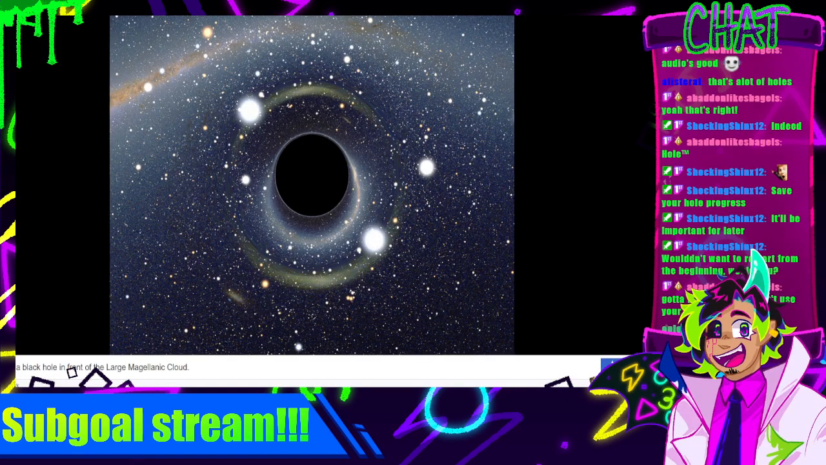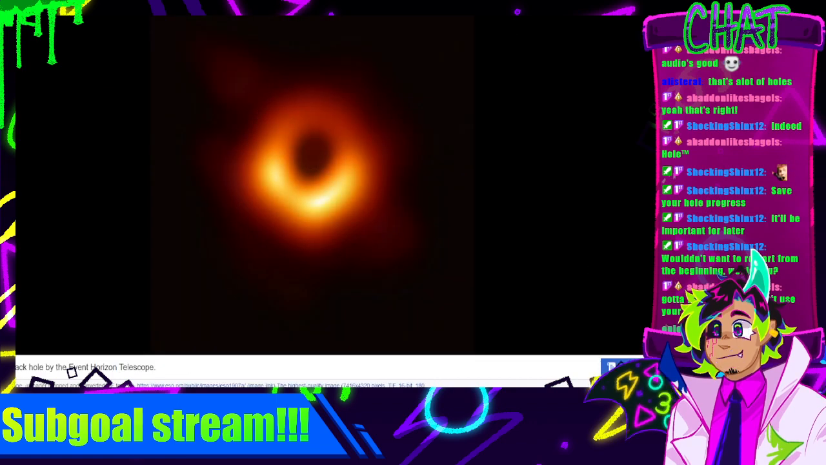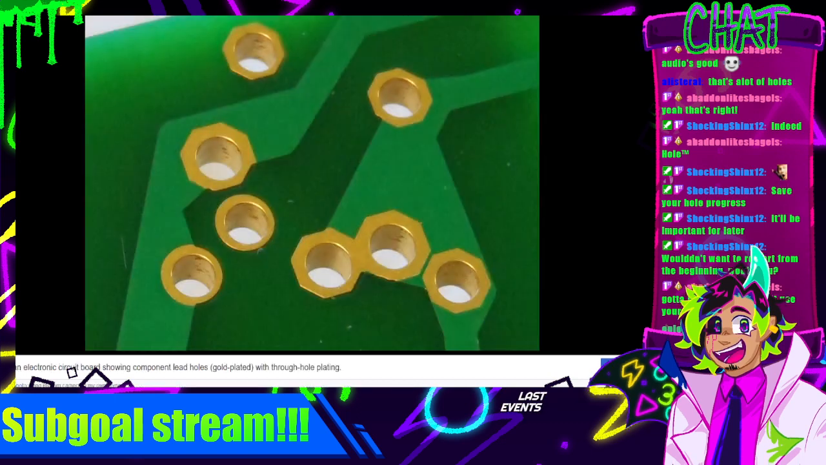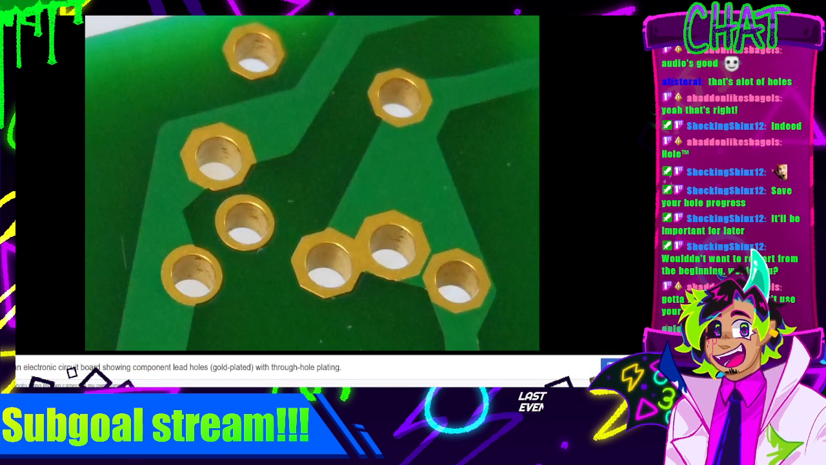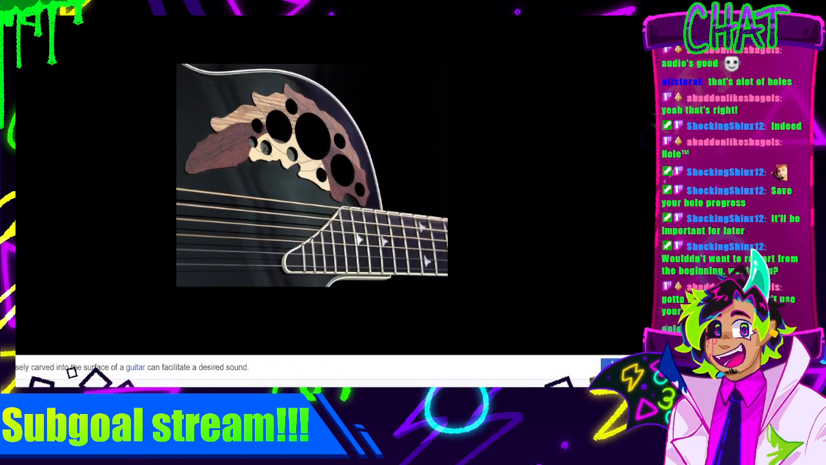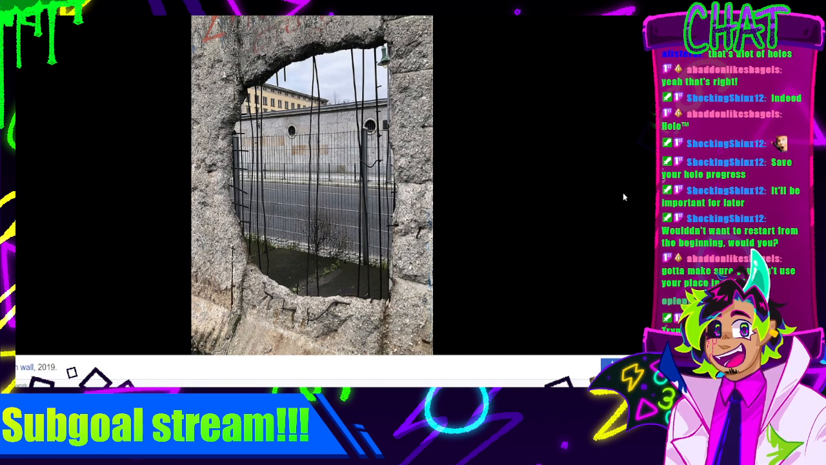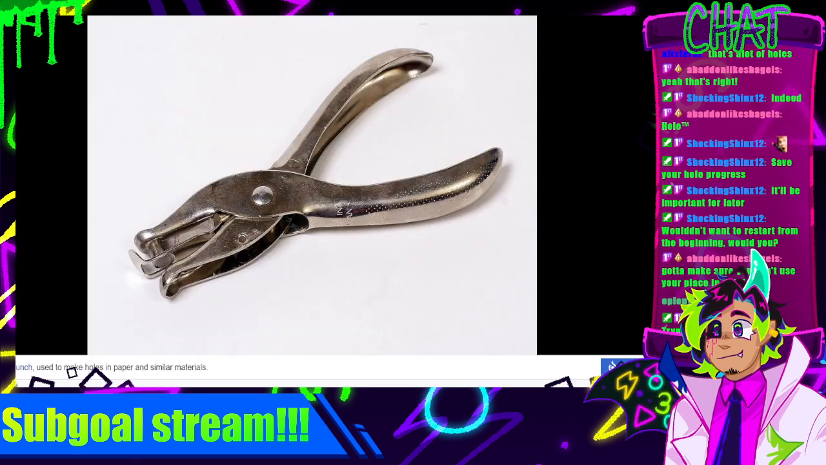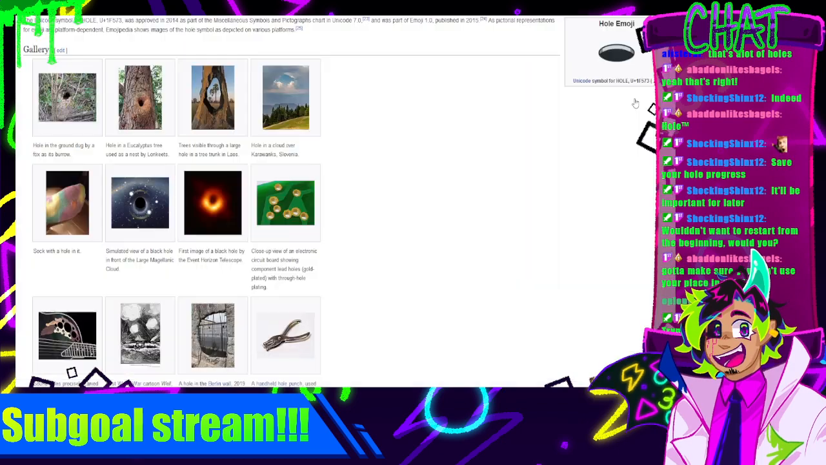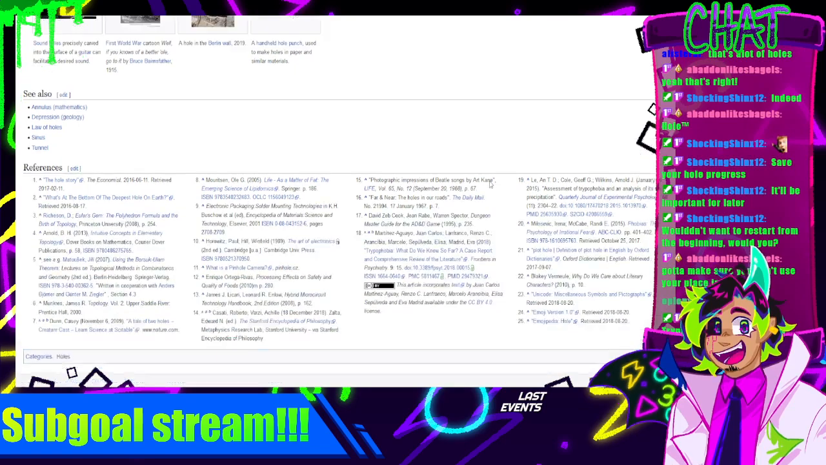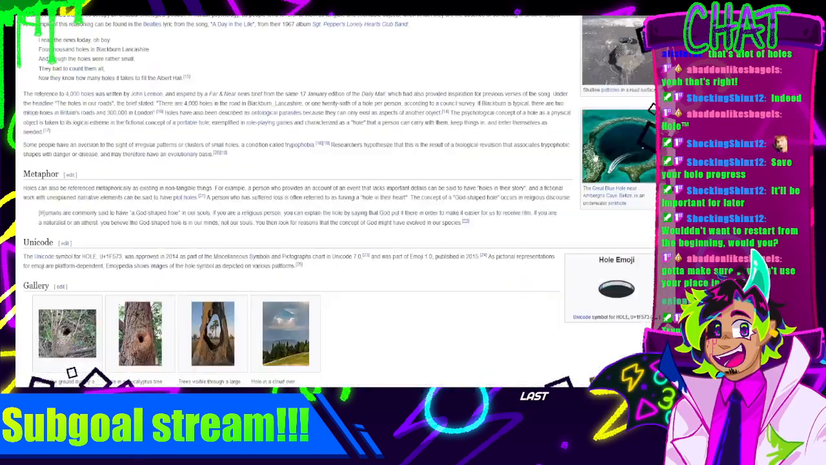Simulated view of a black hole in front of the large... yeah. Oh hey! It's this one. Anyways. Close-up view of an electronic circuit board. Yeah, these are holes, alright. This is a sound hole. Oh, that's a... yeah, a hole. And that's a hole punch. Oh my god.